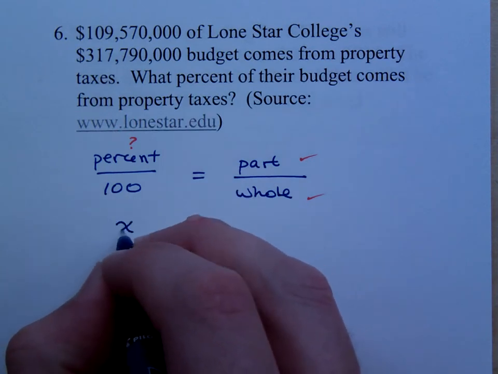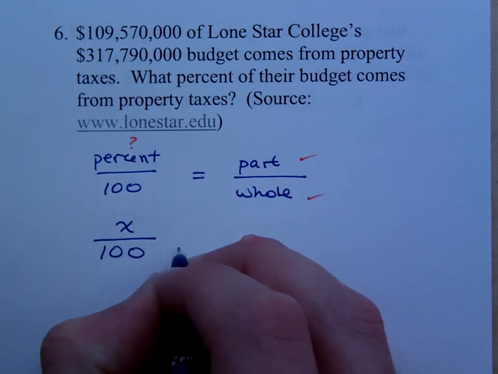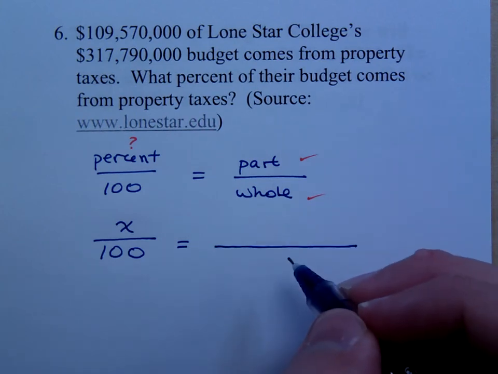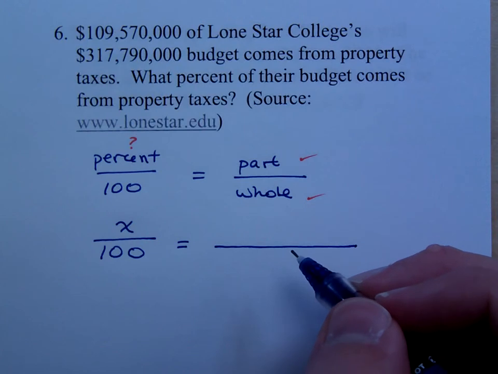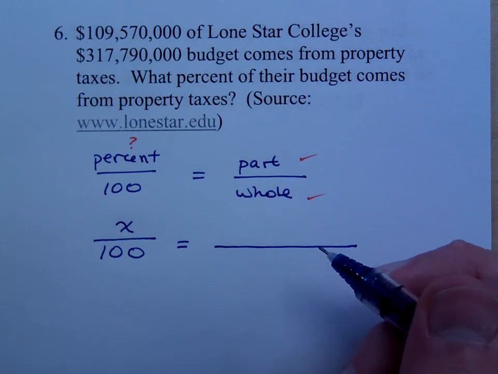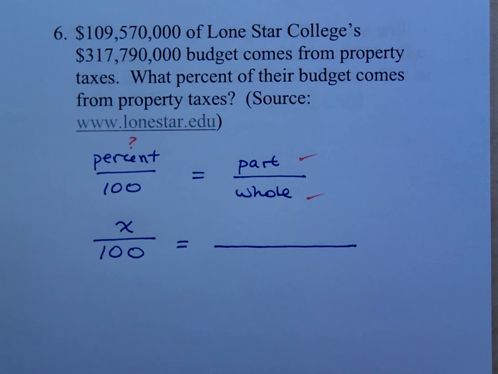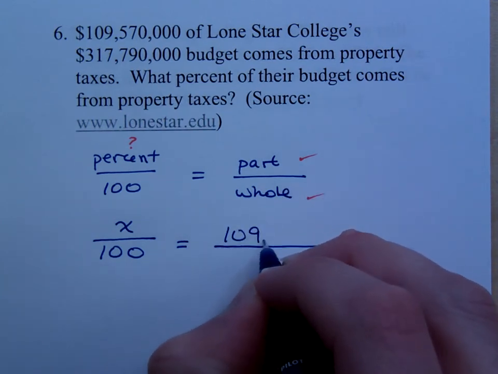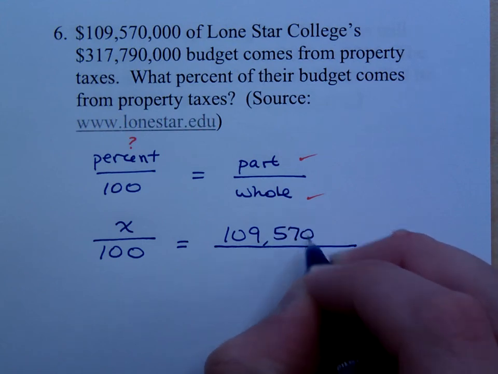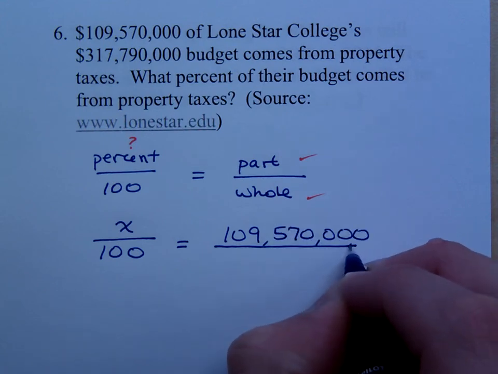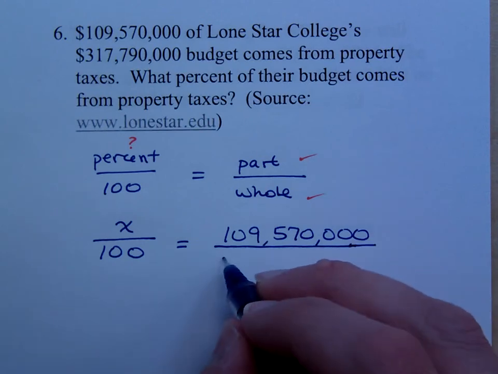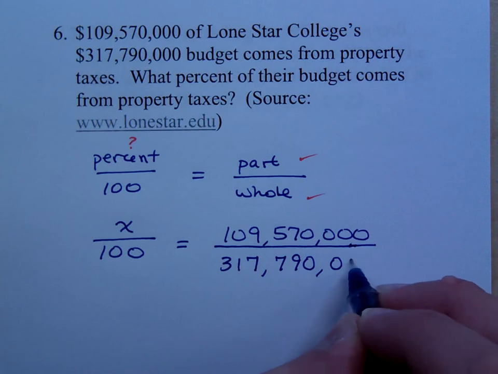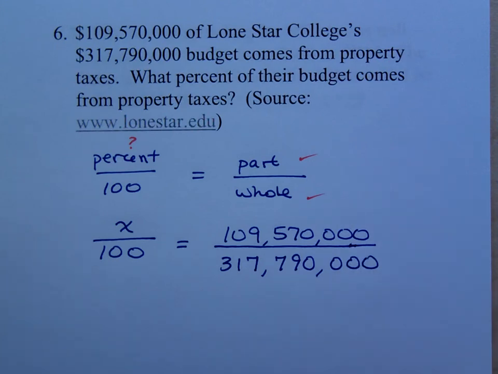So we have x over 100. What's your part? It should be the small one. Now, it may not always be the case, because sometimes we'll have things like percent increase, so it may be larger. We'll have to see about that. So the part is 109,570,000, and the whole budget amount is 317,790,000.